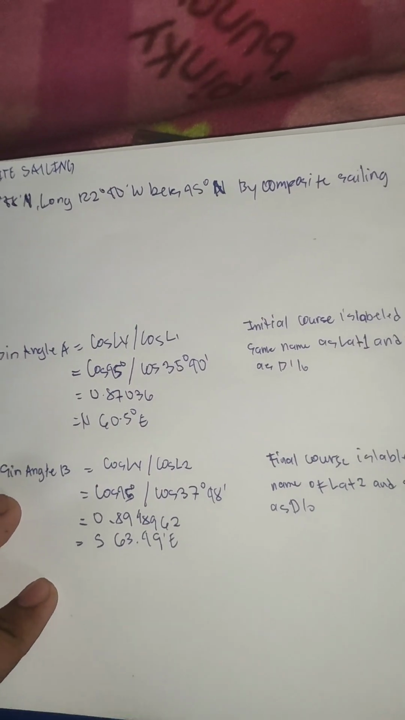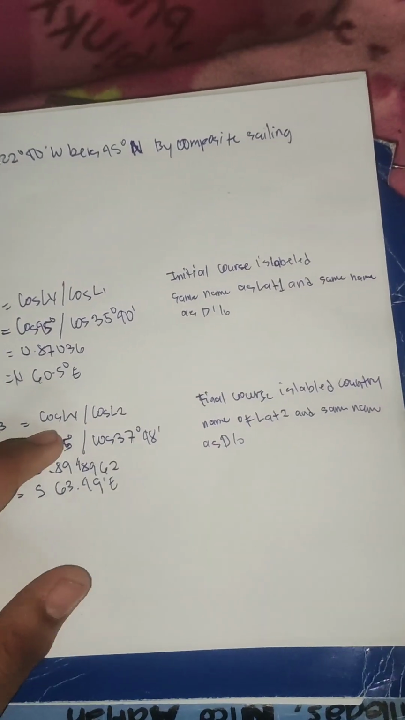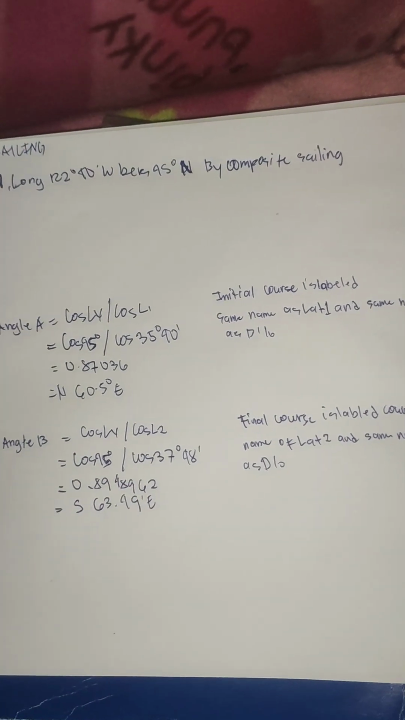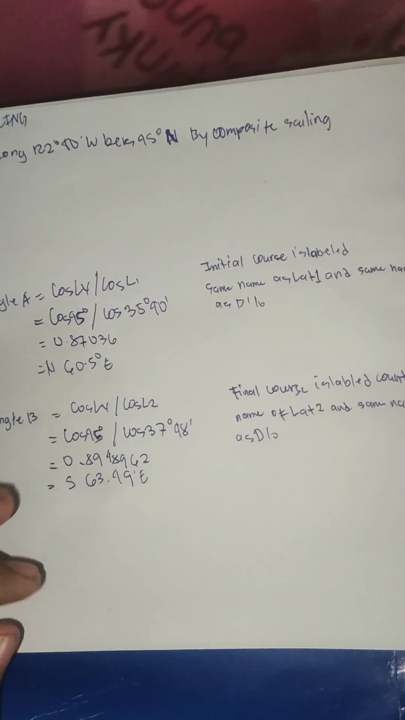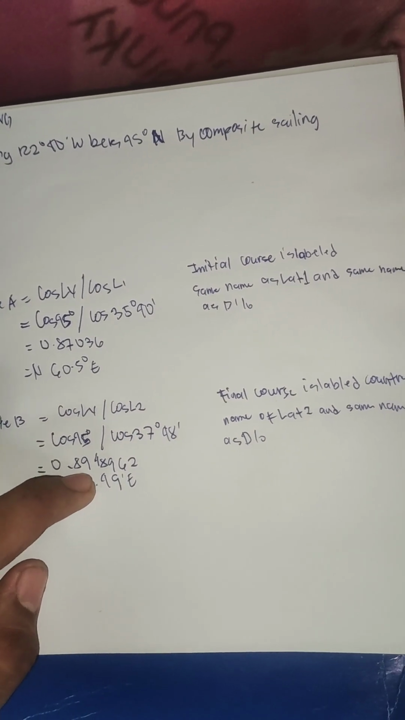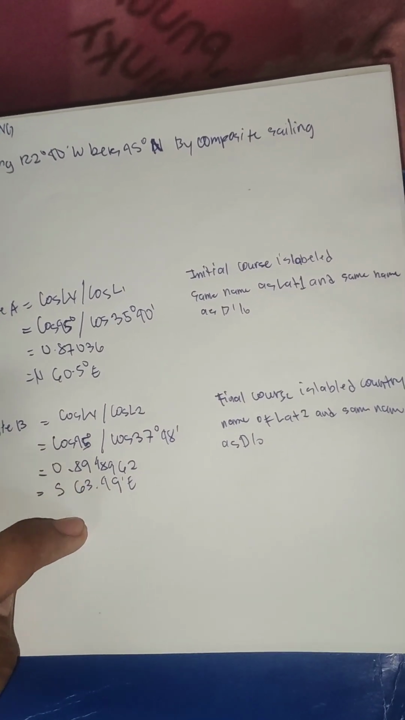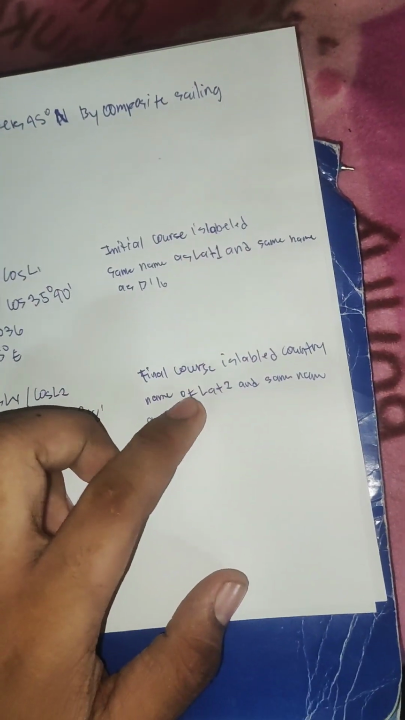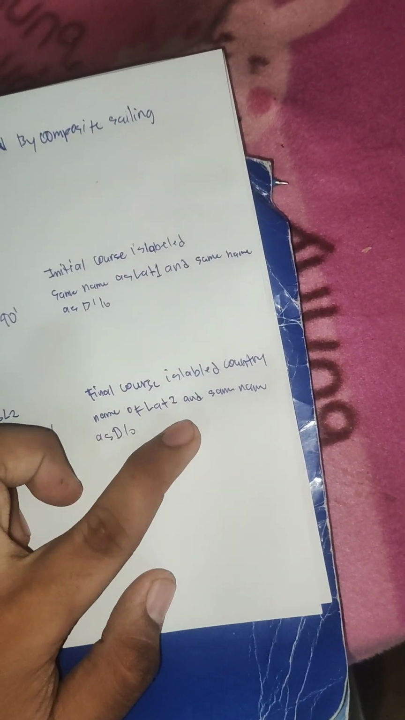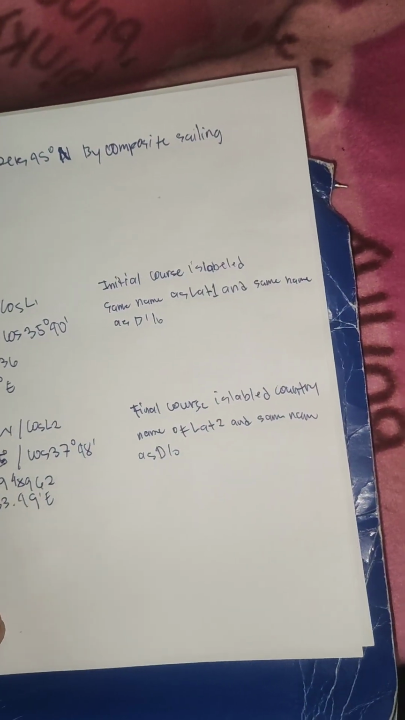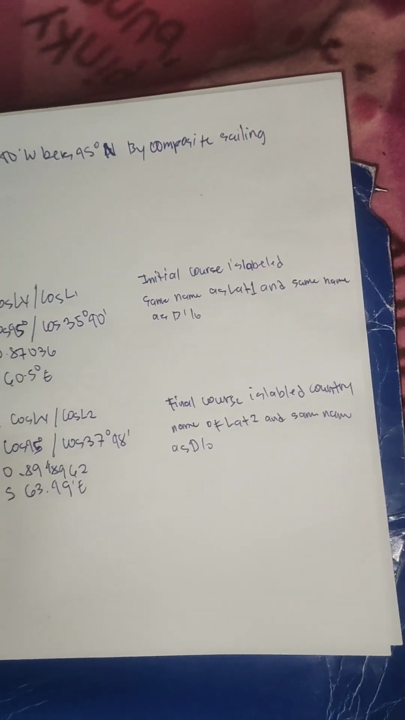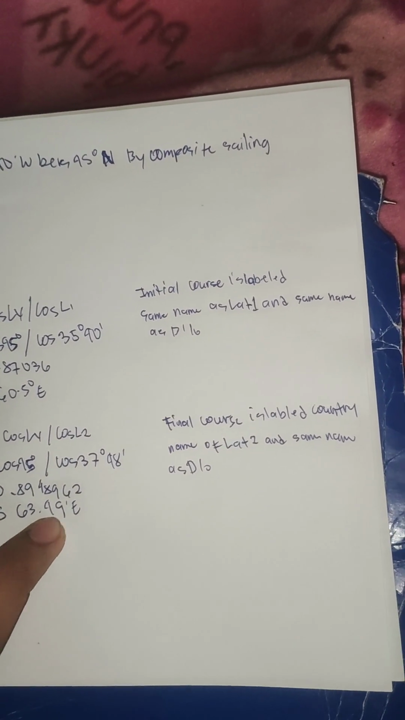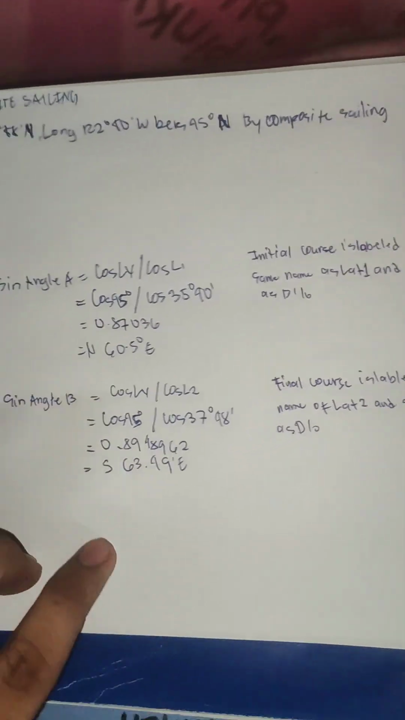Sine angle B, or the final course, is equal to cos LV over cos L2. Cos 45 degrees over cos 37 degrees 48 minutes is equal to 0.894892, and shift sine is equal to 63.49. The final course is labeled the same name as lat 2 and the same name as D long. So our final course is southeast, and we read this as south 63.49 degrees east.